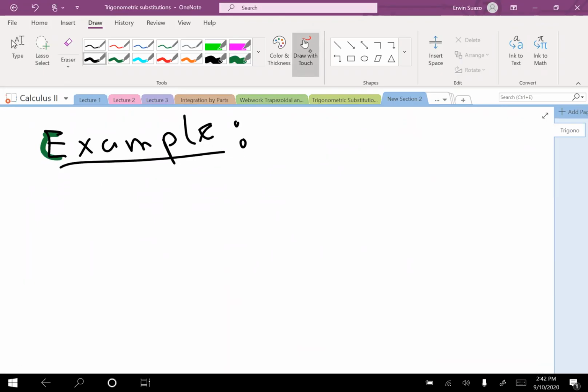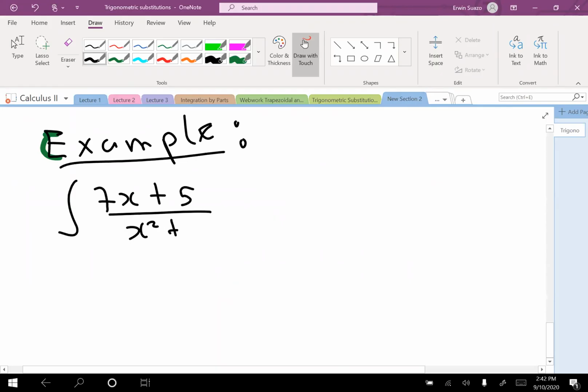So we're gonna do an integral. This is also from WebWork. The integral of 7x plus 5 over x squared plus 1 dx. So give me ideas. What would you like to do before we get into the main plate? This is like you are warming up. We'll do the good one in a second.